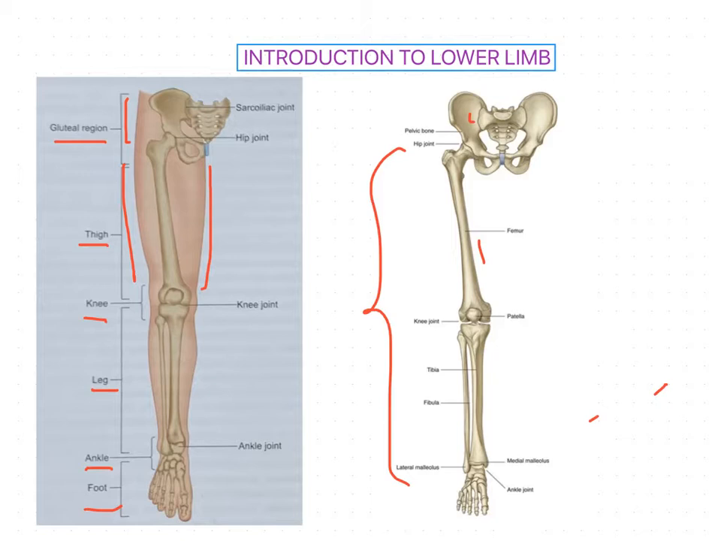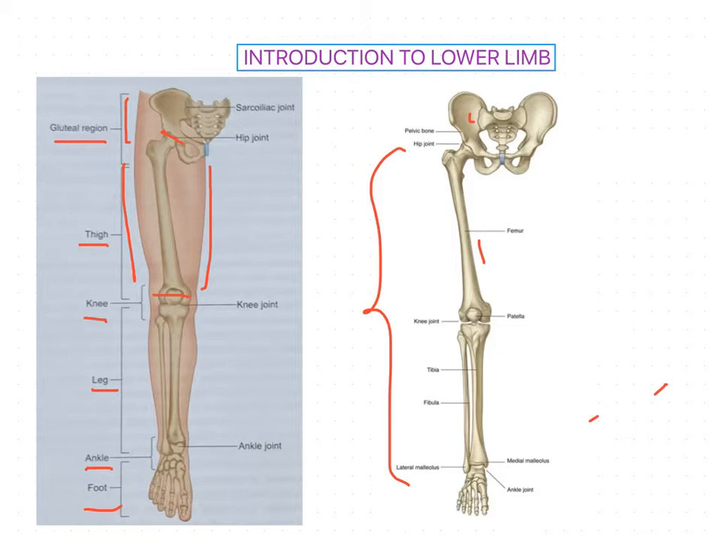So the thigh is the part of the limb between the hip and the knee. Here we can see this is the hip region, and between the hip and the knee, this region is called the thigh region. The bone located here is the femur. The front of the thigh is frequently called the femoral region.